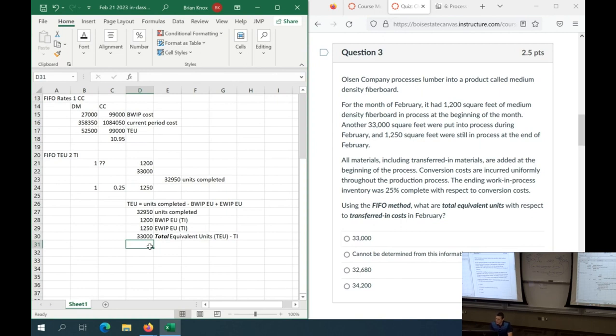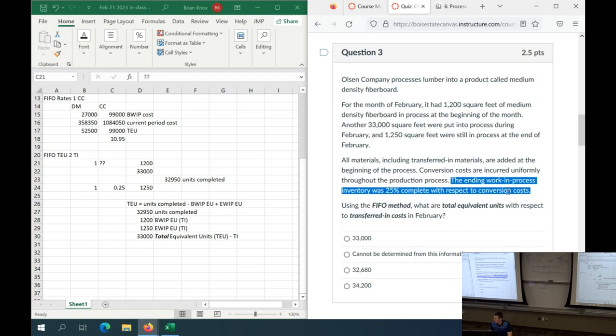All right. Other people get 33,000 as well? Some nods? Good. Okay. This question mark, we don't know what the beginning WIP percent complete is with respect to conversion costs. We were given the ending WIP percent complete with respect to conversion costs. And so I'm trying to tempt you with this. Oh, well, we can't figure it out because we can't get beginning WIP equivalent units because we don't have the percent complete.